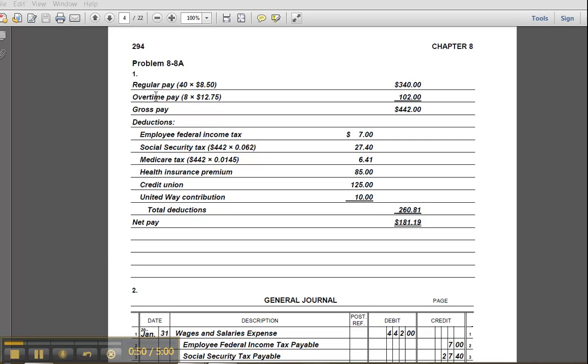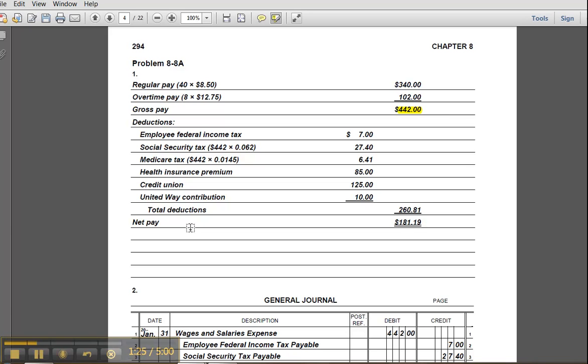So the first thing, for regular pay, we're going to take the 40 hours times the $8.50. It gives us $340. Then to get the $12.75, what we did is we took 8.5 times 1.5 because it's time and a half, 1.5 times the regular rate, times the 8 hours, so he gets $102 in overtime pay. So we then add those together to get the $442 for his gross pay. So the $442 here is going to be his gross pay.